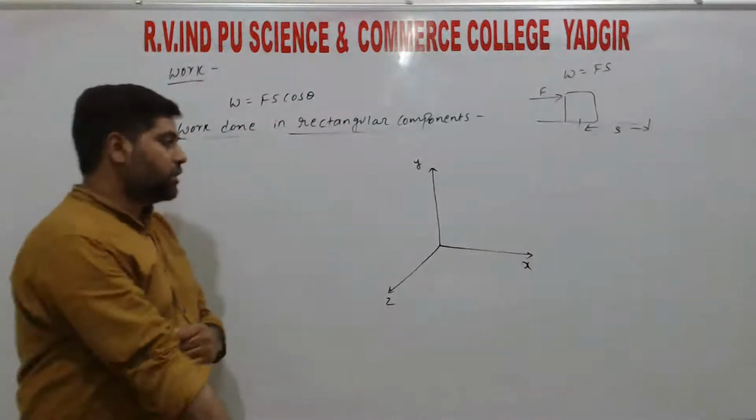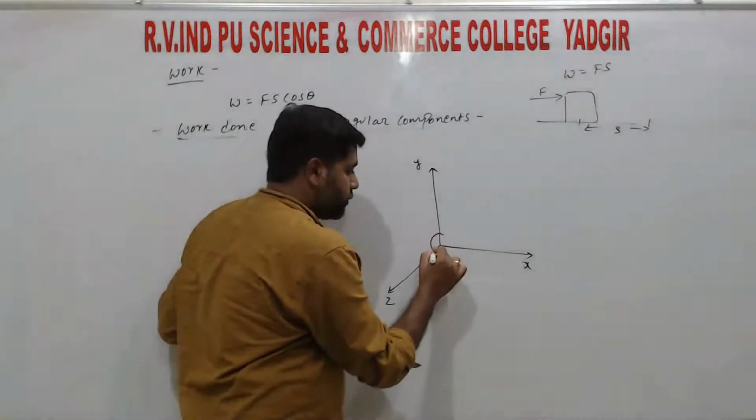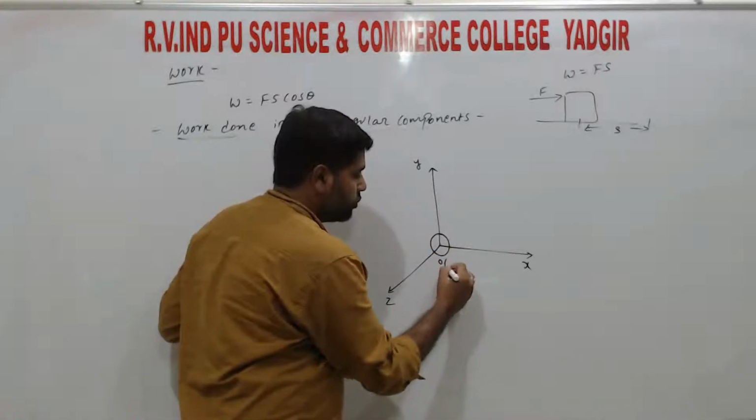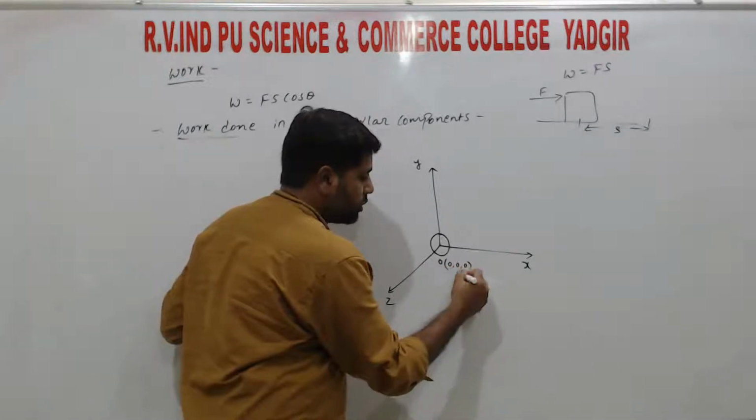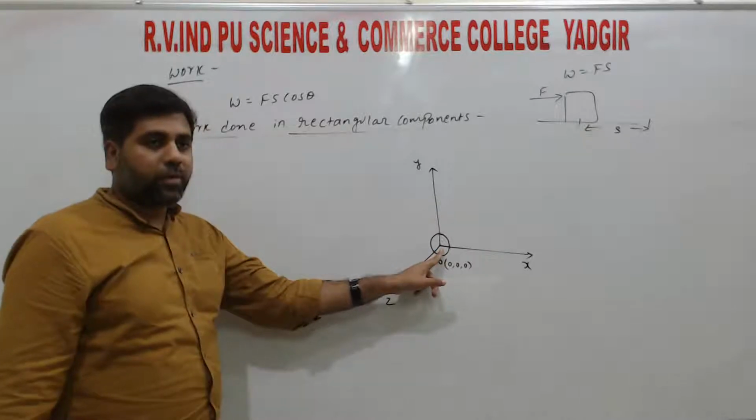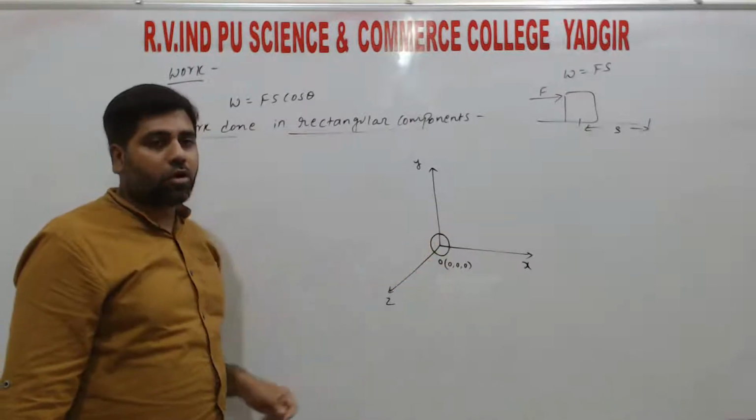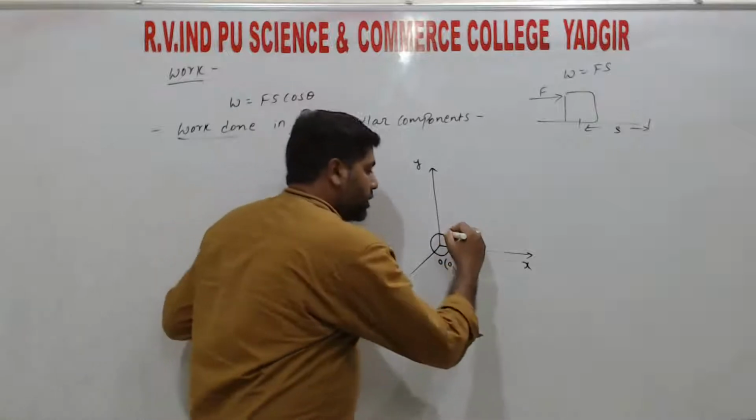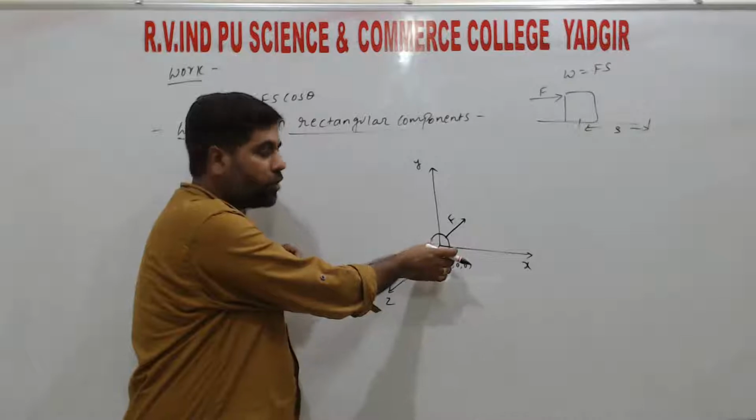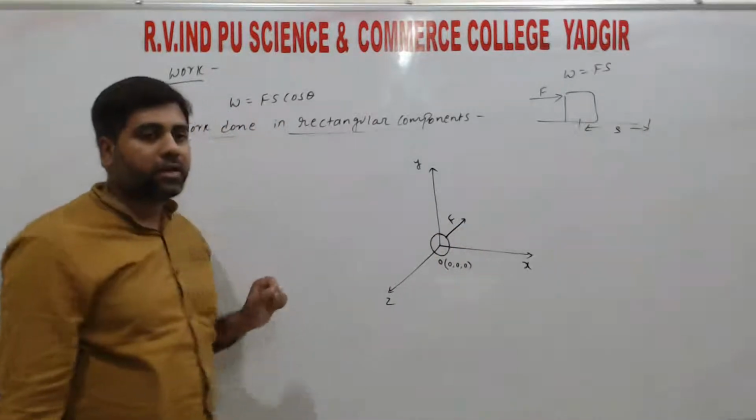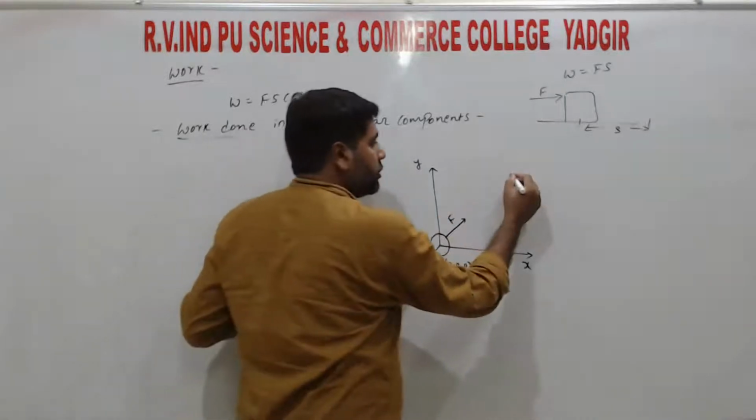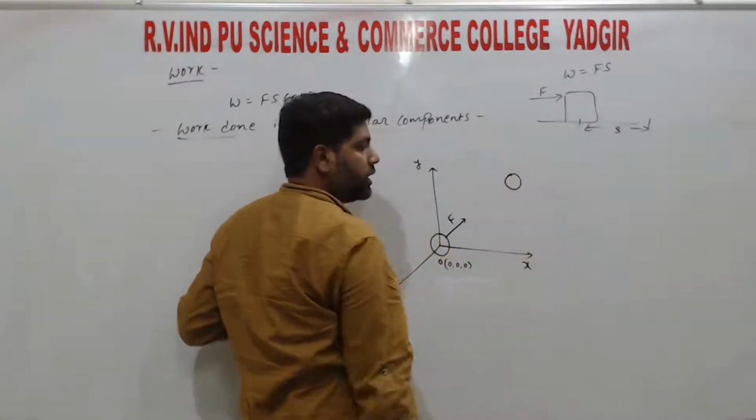Now consider one object. Initially, the position of the object is at the origin. Origin means, if we consider O, the position is 0, 0, 0: the x coordinate, y coordinate, and z coordinate. So the object is at the origin. Now apply a constant force to this object, in any direction. When we apply force, the object changes its position. It will come somewhere here.